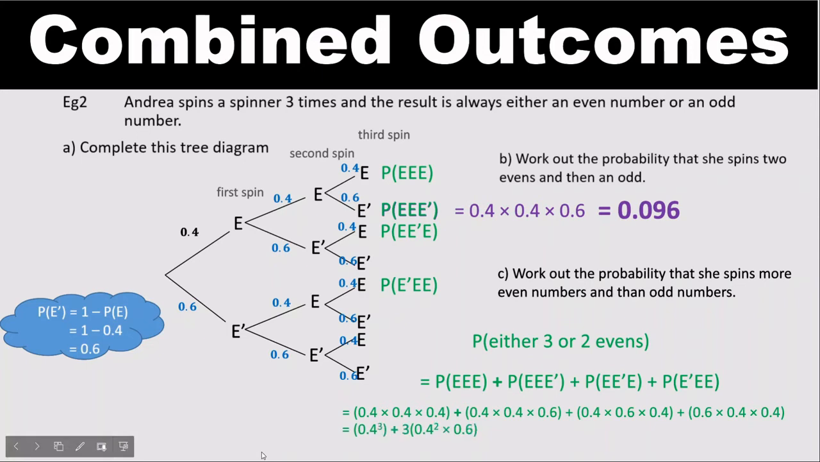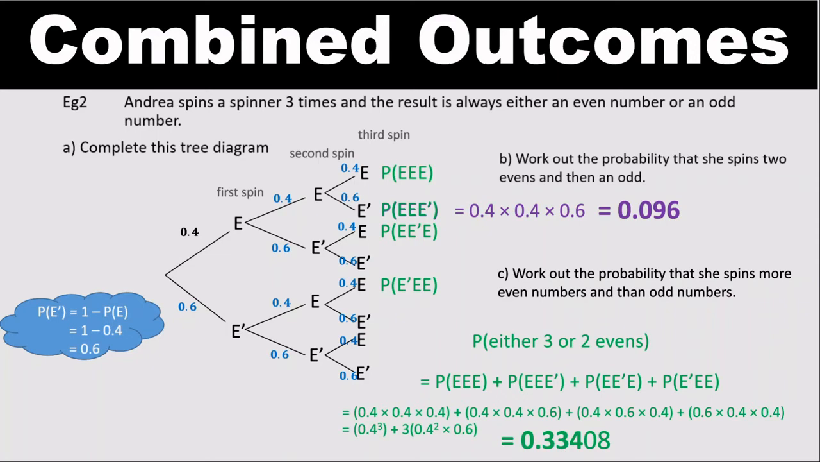Working that out, we've got 0.4 cubed, since we've multiplied the same value together 3 times. And notice these different outcomes are the product of the same probabilities. 0.4 times 0.4 times 0.6 is the same thing as 0.4 times 0.6 times 0.4. So I've got 3 of the same probabilities, so this might be easier for your calculation.